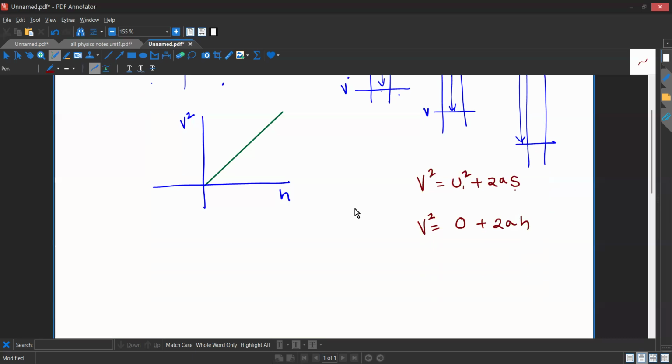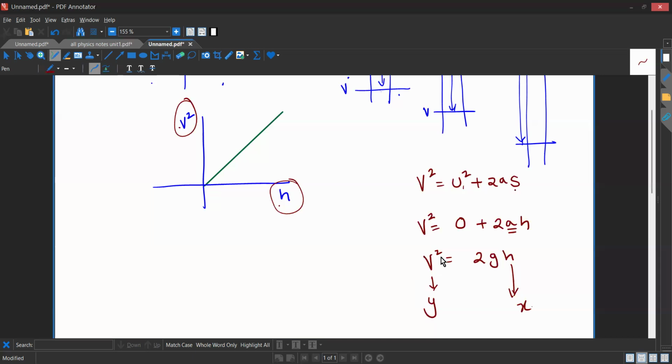Understood? So can you see it looks like this now? What is this A? A is acceleration due to gravity. And what is the value of A? G. Okay, now look. V square versus H. V square is Y. H is what? X. Can you see that?